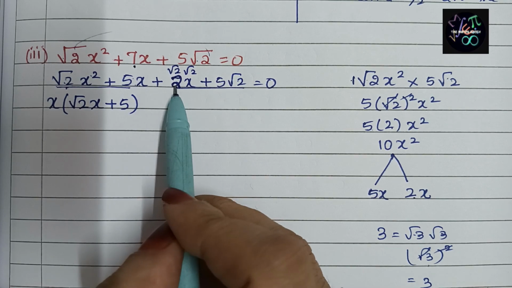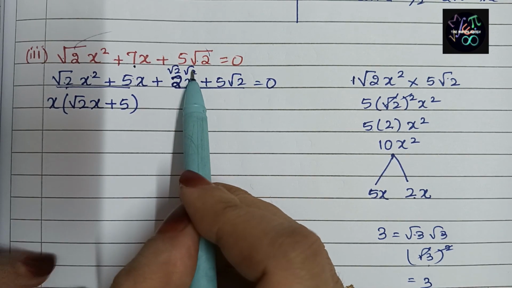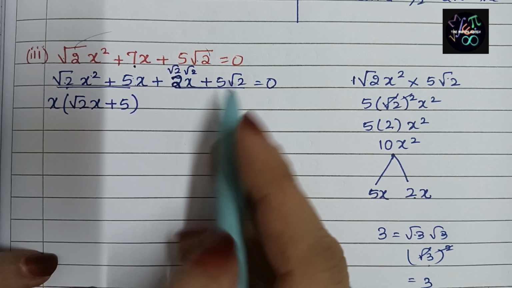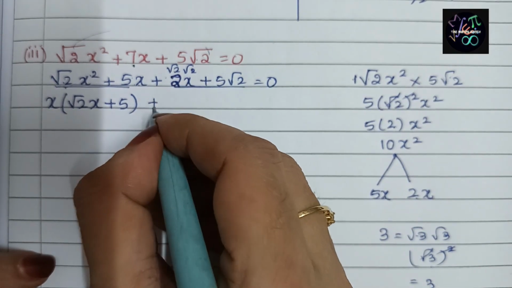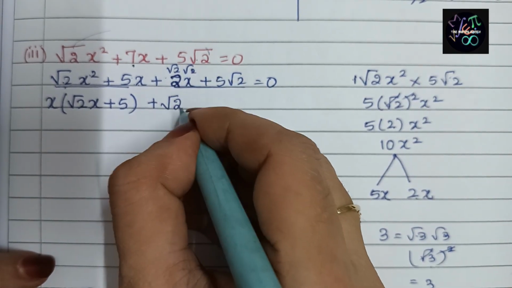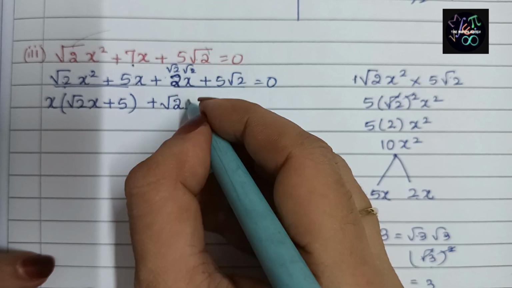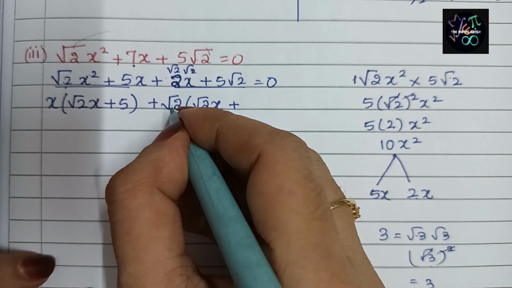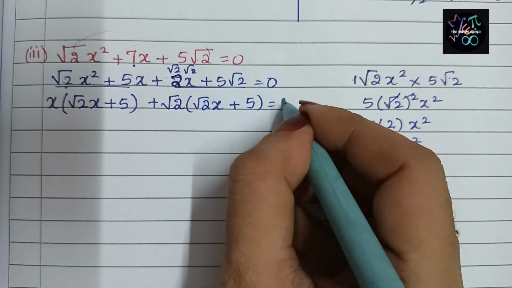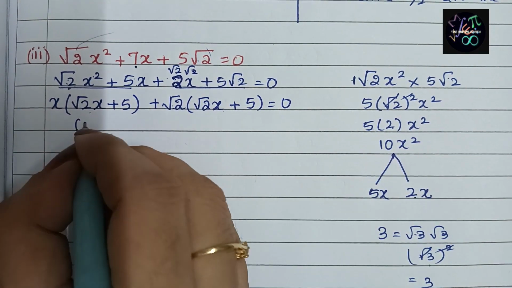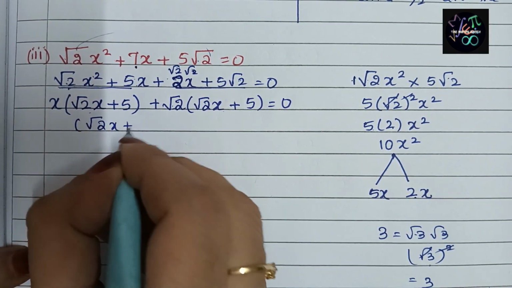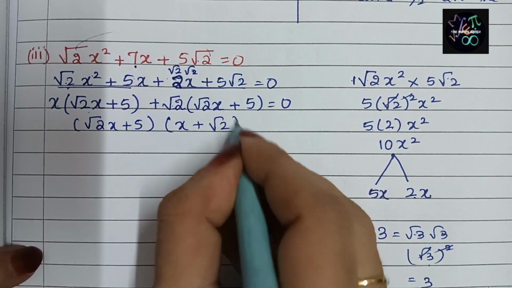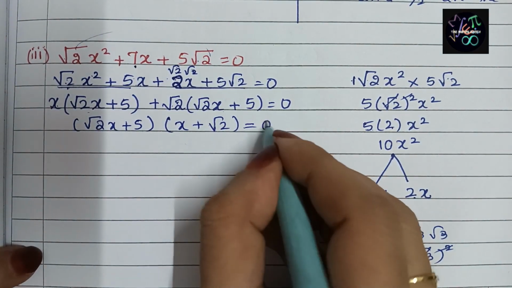So in place of 2, what I have taken? Root 2. I have considered that. Why? Because I need common. 2 means I have considered root 2. So I'll take root 2 common. If I have taken root 2, one more remains. It remains root 2x plus root 2 already common. What remains? 5 is equals to 0. Now common bracket I'll write root 2x plus 5. What remains? X plus root 2. Remaining numbers is equals to 0.